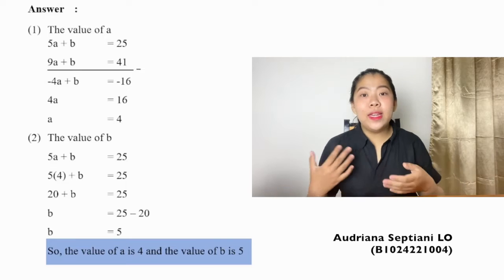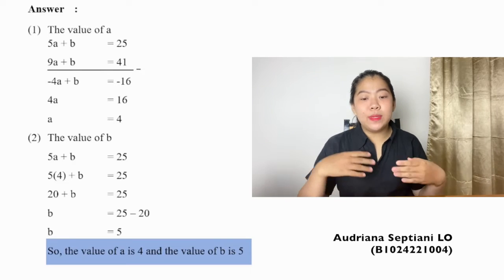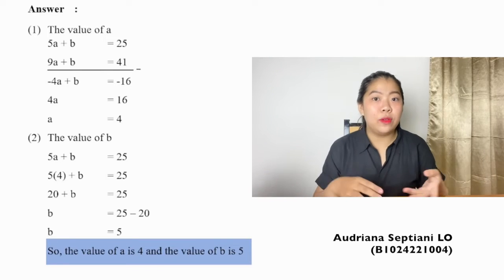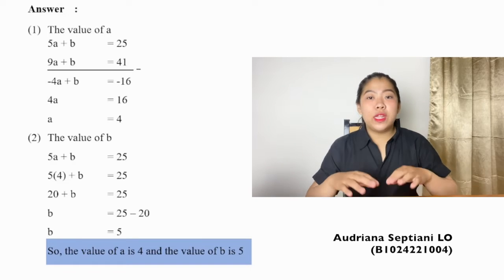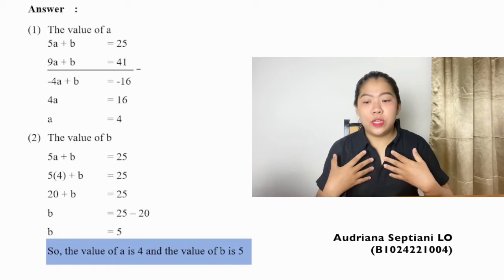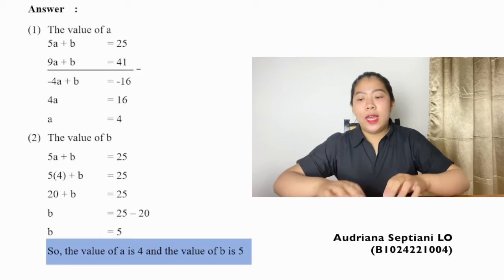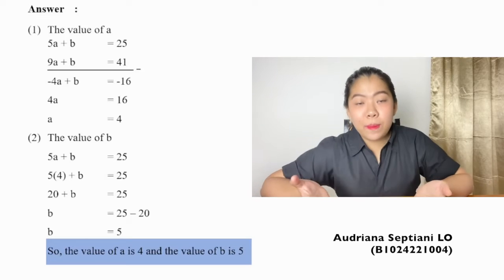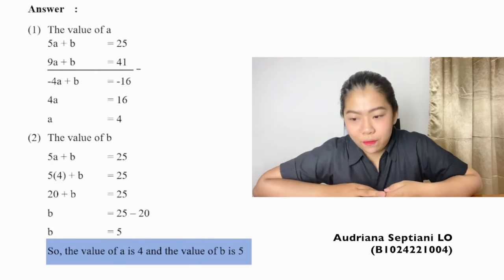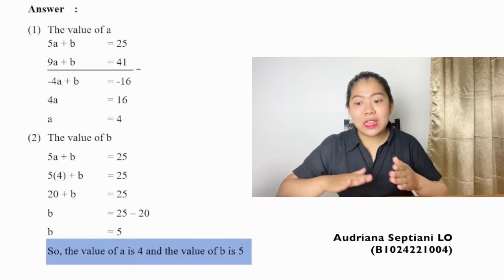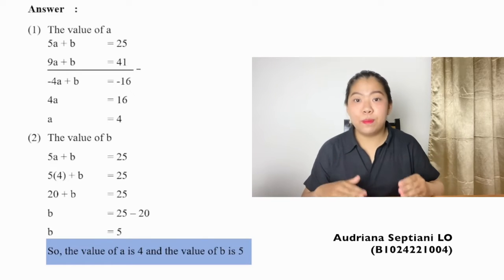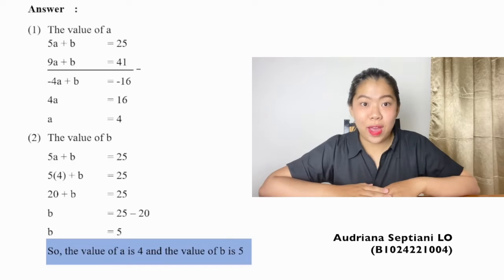Next, to find the value of B, we can substitute the value of A into the equation. Because there are two equations, I choose the first equation. It is 5A plus B equal to 25. It means 5 times 4 plus B equal to 25.